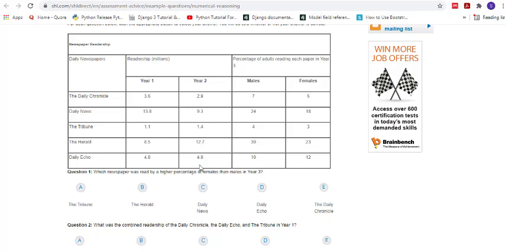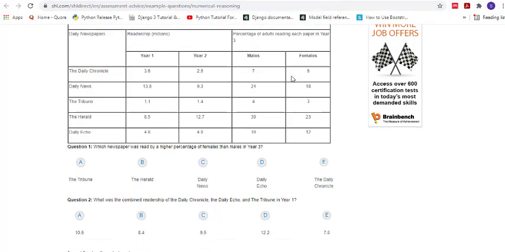Okay, ito yung sinasabi nating predicting, no? Mag-predict ka nga. So, anong nangyari? But you also use your logical thinking. Diba? Tama man? So, sabi niya, which newspaper was read by a higher percentage of females than males in year 3. Anong sinabi niya dito? Percentage of adults reading each paper in year 3. Andito pala ang year 3. Okay? So, more than daw dapat. Mas mataas daw dapat ang female. So, you just look. Saan dito sa data ang mas mataas ang female? Apparently, this one, right? Daily Echo. Let's see. Yes, indeed, it is the Daily Echo.